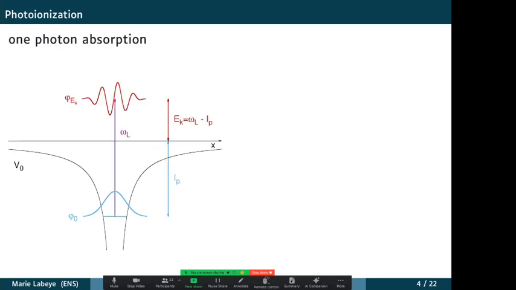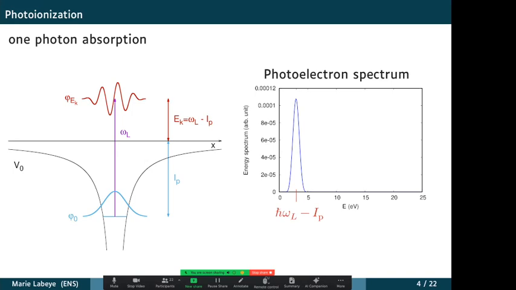If I send light on this ground state, if the photon energy is high enough, I can ionize this atom and create an ionized electron. This is one photon absorption, and it's really the photoelectric effect. So it's very well known. And we can detect the electron that is ionized, measure its kinetic energy to get a photoelectron spectrum. And the average kinetic energy that we will measure can be deduced simply from energy conservation relations. That's really all that we can get from time-dependent perturbation theory.